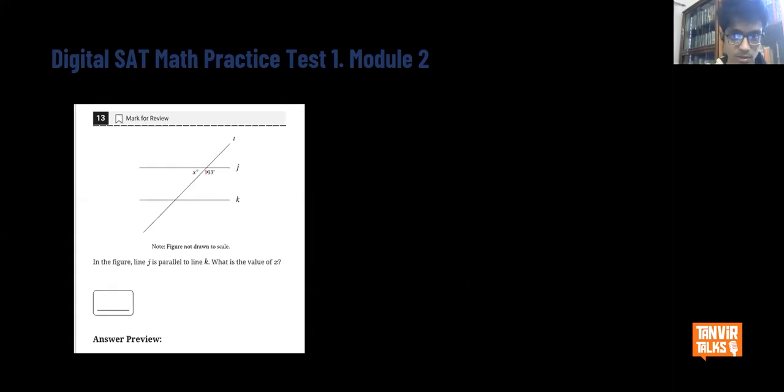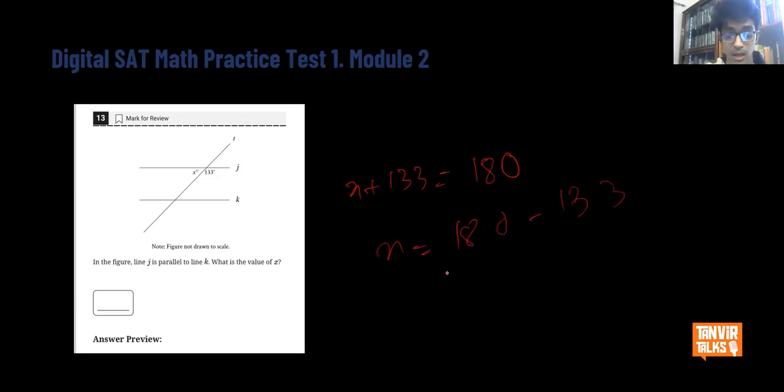Okay, so the next question says, in the figure line J is parallel to line K. What's the value of x? That's really easy. So x plus 133 is equal to 180. So x is equal to 180 minus 133. I'm not so good with calculation, so just figure it out using a calculator.